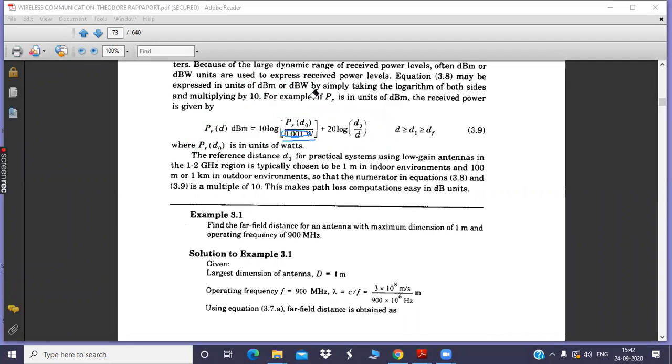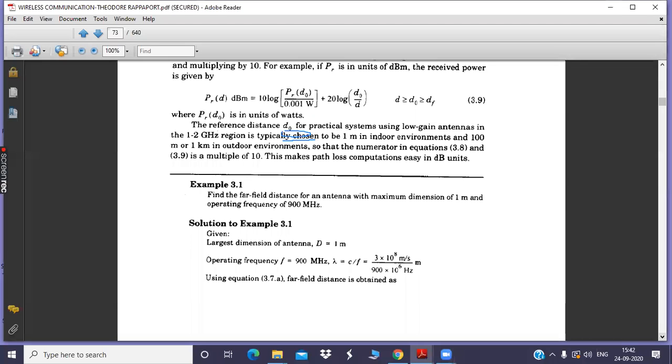Now take down this problem. It is very important. Find the far field distance. What do you mean by far field distance? It is otherwise known as Fraunhofer distance. Far field distance is otherwise called Fraunhofer distance, for an antenna with a maximum dimension of 1 meter. So that's capital D. The linear dimension of the antenna is nothing but 1 meter. Means if you place an antenna over the ground horizontally, its length will be 1 meter. That is the linear dimension.